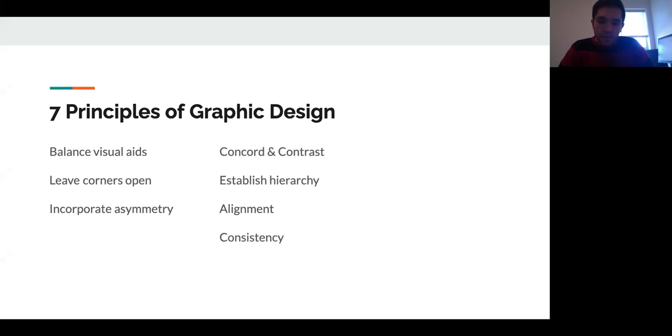Establishing hierarchy, and this is done through a distinguishing of the values of text, the size of the text, or even the weight of it. So for example, here on this slide, we have a principles of graphic design in a larger bold font, but it's also the same font, which is consistent.